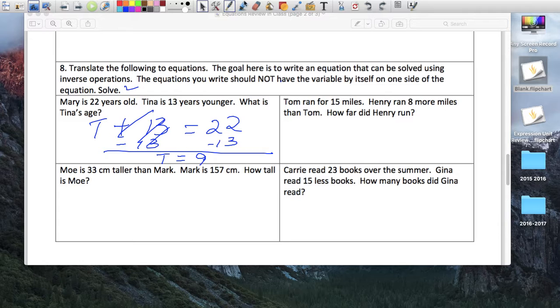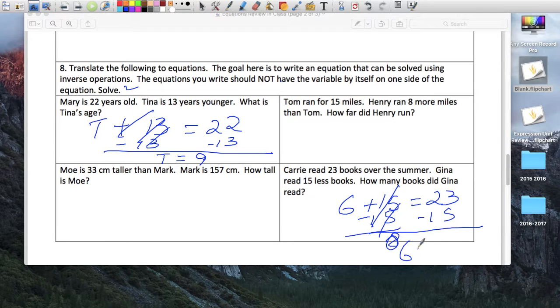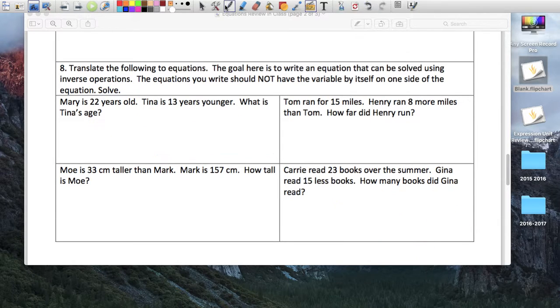So here, let's see if I can do this one. Gina plus, okay, this one's easy. Gina plus 15 equals 23. So how come I can't do that for that? So that probably is the inverse, subtraction. Whatever Gina read plus 15 will give you the same number of books that Carrie read. Minus 15, and 8. Sorry, this is 0. So Gina read 8 books. Let me get back to those two later.